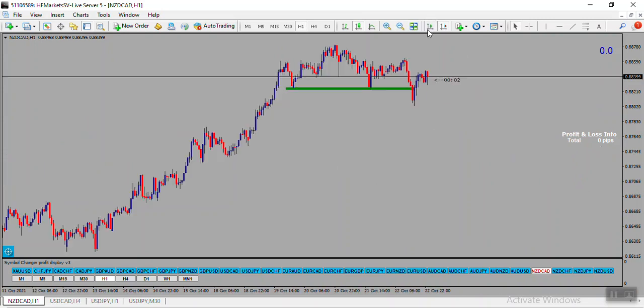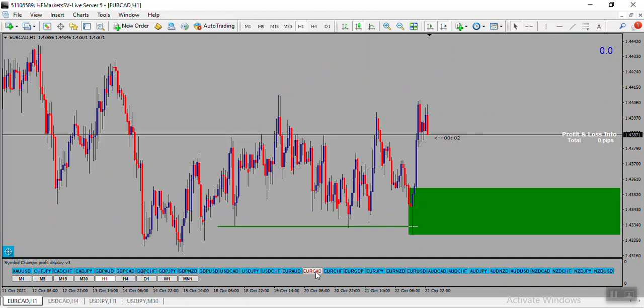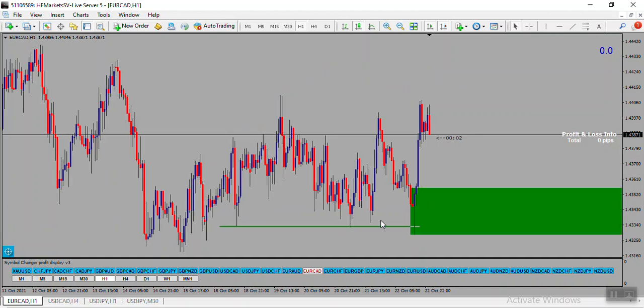Then on the 1 hour time frame, I'm going to be looking at EURCAD. EURCAD was one of the trades we took last week on Friday. We took a buy from this point, and our target was here. It was shared in my mentorship class, and the result was also posted in my general group.